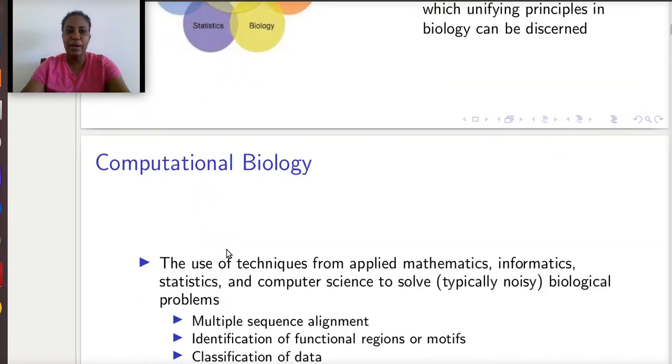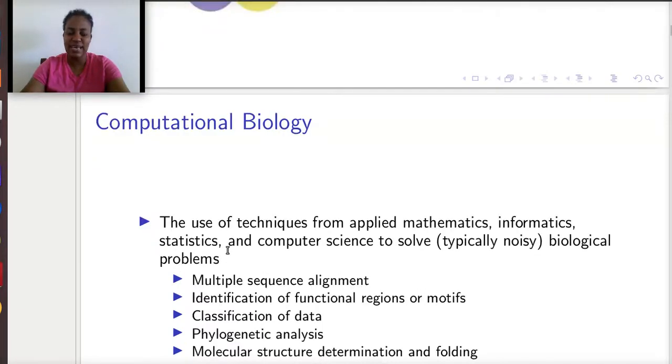From a data science perspective, computer scientists who work with biologists are basically referred to as computational biology. And computational biology deals mainly with the computational part of bioinformatics. It basically means using techniques from applied mathematics, informatics, statistics, and computer science to solve biological problems. So on every aspect here, we end up saying the basis is working on biological data.